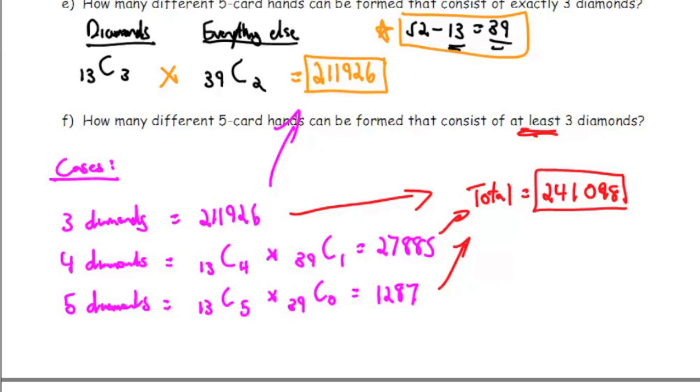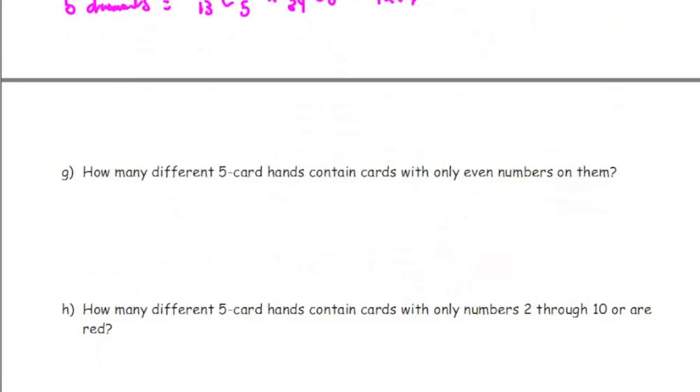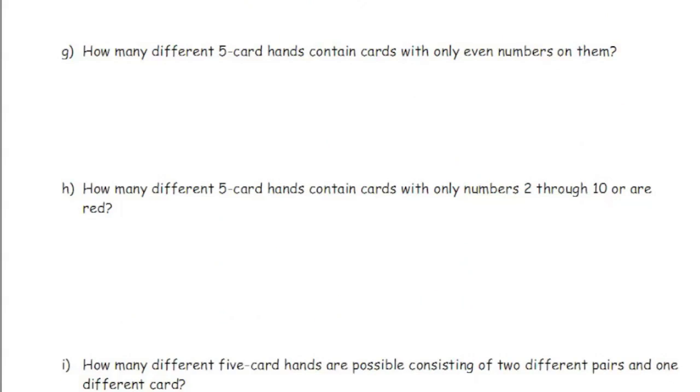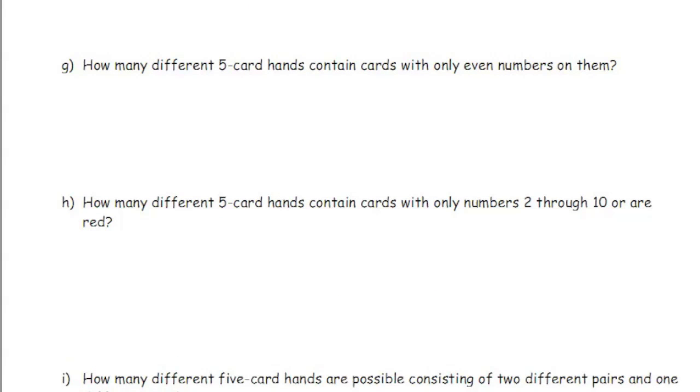So split it up into 3 different cases. At least 3 hands was a key thing to look at. If it says at most 3 diamonds, then you would deal with the situations where you had no diamonds, 1 diamond, 2 diamonds. So always break them up into cases.